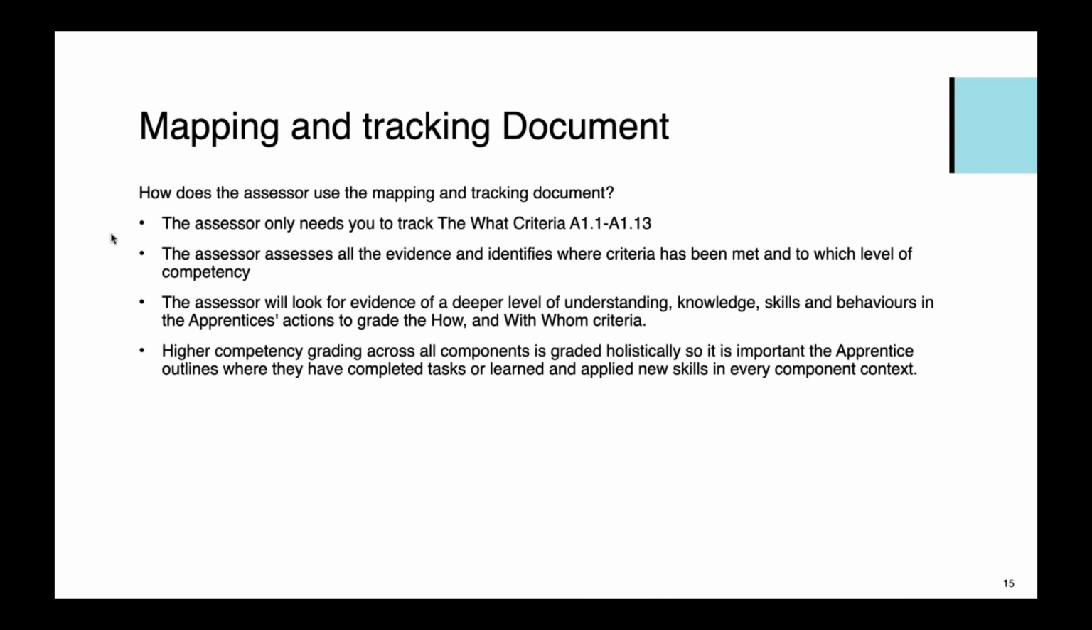How does the assessor use the mapping and tracking document? The assessor only needs to track the what criteria, A1.1 to A1.13. The assessor assesses all the evidence and identifies where the criteria has been met and where the competencies have been met. The assessor will look for evidence of a deeper level of understanding, knowledge, skills and behaviour from the apprentice's actions to grade the how and with whom criteria. And then higher competency grading across all components is graded holistically. So it's important we get an outline of how tasks have been completed or learned and applied and how skills have been applied across every component.